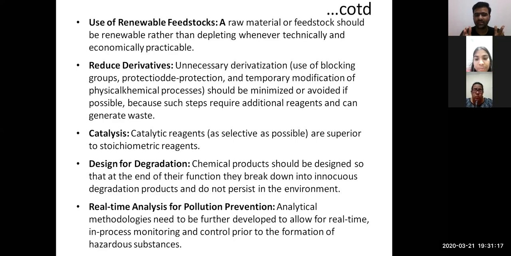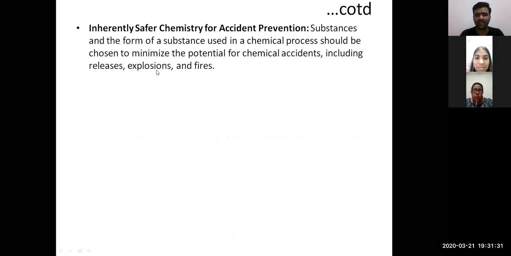So you should have some real-time mechanisms so that you can analyze what the environmental risks and environmental hazards are that are happening in real time. As the process is underway, you should be able to do some real-time monitoring. And the last principle is that there should be inherently safer chemistry, so that accident prevention is exercised and practiced, so that you don't have any accidents while you're practicing chemistry.